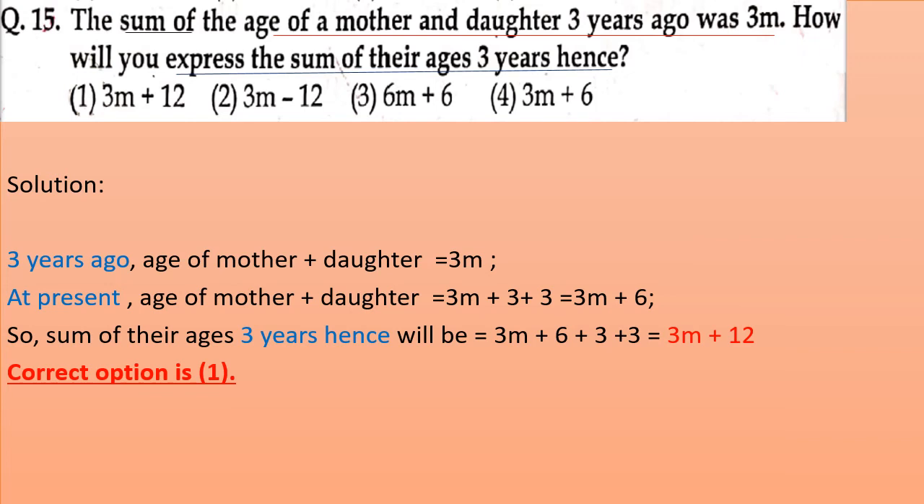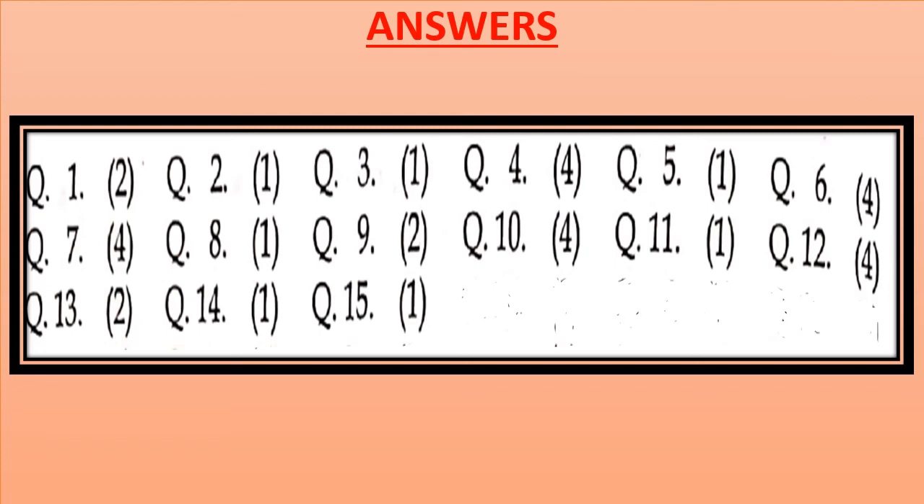Now check out the solution of the 15th. 3 years ago, age of mother plus daughter is 3m. So at present, age of mother plus daughter will be 3m plus 3 plus 3, which is 3m plus 6. So the sum of their ages 3 years hence will be 3m plus 6 plus 3 plus 3, which is 3m plus 12. So correct option is 1. Check out your answers here.